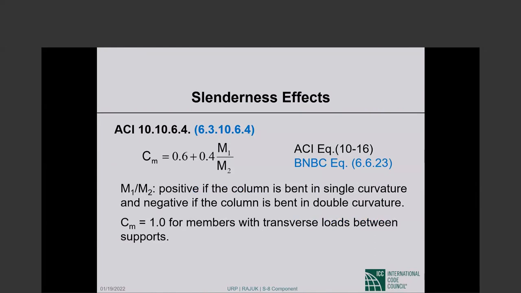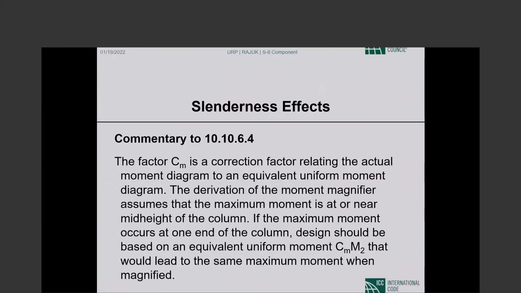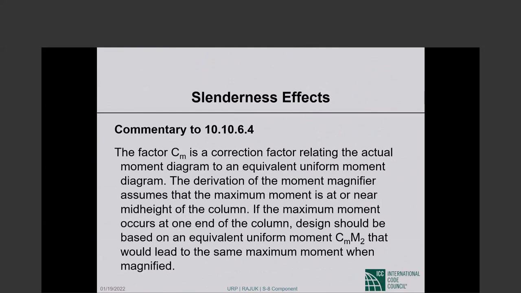That is going to be important. So if the column is bent in double curvature, this number will be small. If the column is bent in single curvature, this number will be larger. C sub M is 1 for members with transverse loads between supports, columns with horizontal loads between the ends. Those are uncommon, but it is not that they do not exist.